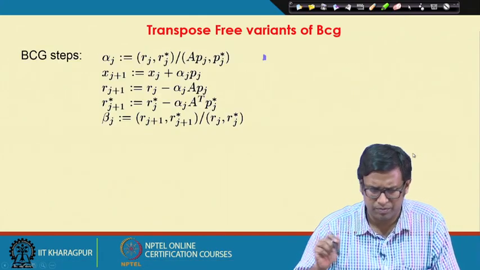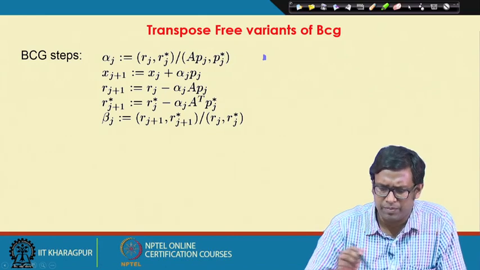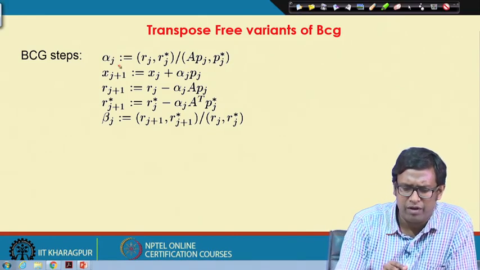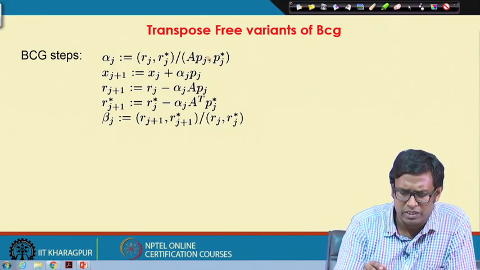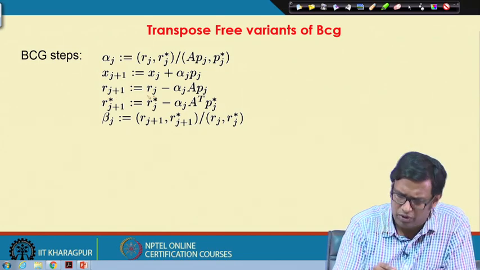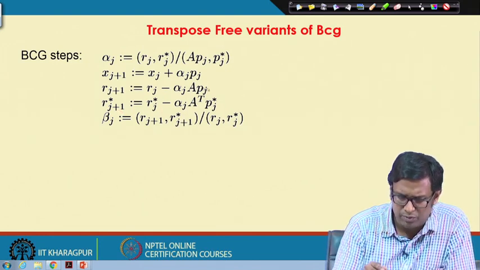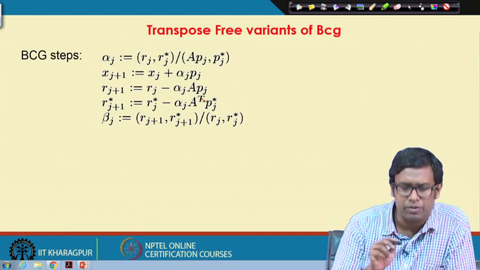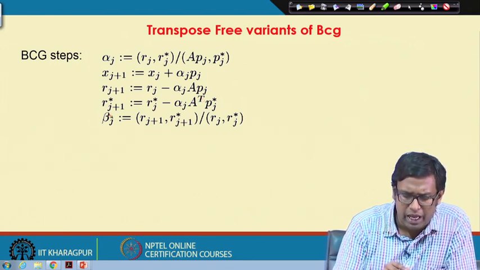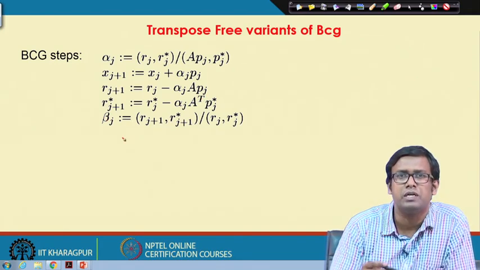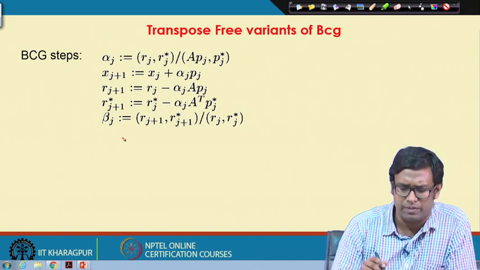The BiCG step is: alpha j equals rj dot rj star over A pj dot pj star, and we update xj plus 1 using alpha, we update rj plus 1 also using alpha, and then we get rj plus 1 star also using alpha and A transpose p. This step we are basically trying to eliminate here, and then we get beta j, and based on beta j we update pj.